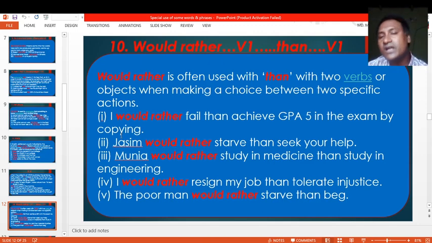Zasim would rather starve than seek your help. Munia would rather study medicine than study engineering. I would rather resign my job than tolerate injustice. The poor man would rather starve than beg. So these are the examples. Hope that these examples will help you understand the phrase would rather.